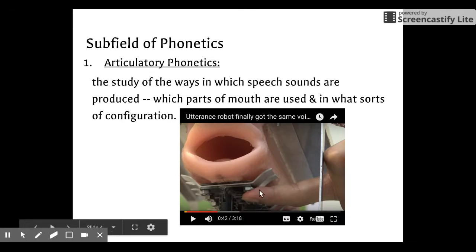As we can see in this video, the scientist knows which part of the mouth should be where so that we can produce the desired sound. So we need articulatory phonetics knowledge to build this type of machine. Articulatory phonetics studies where and how the parts of our mouth are used to produce a specific sound.